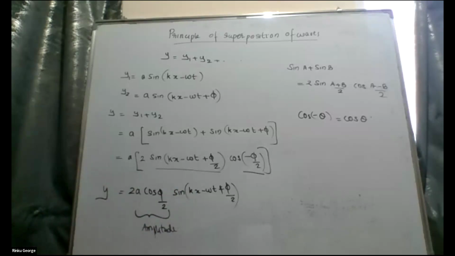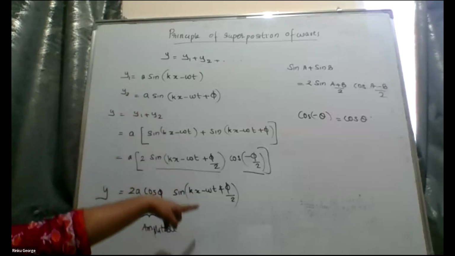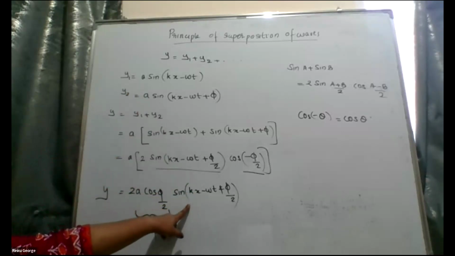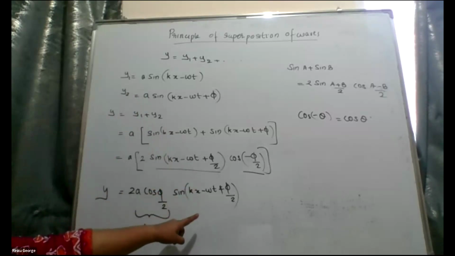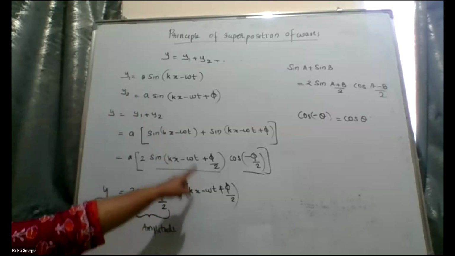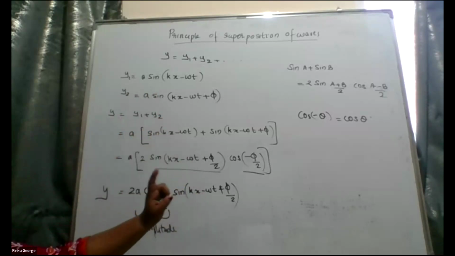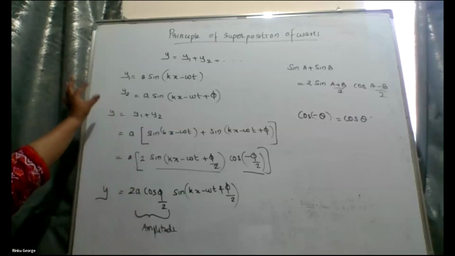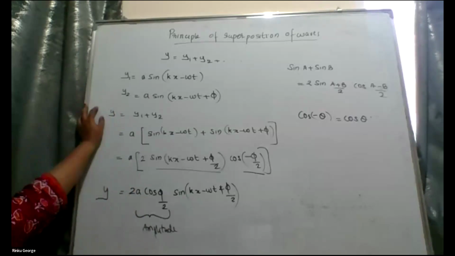Positive direction. Positive x means it is kx minus omega t. In the question also, both waves were in the positive direction. The resultant wave is also in the positive direction, and the phase of the resultant wave is phi by 2. What about the frequency? In the independent waves, omega is the frequency. Here also omega is the frequency. The frequency of the initial waves and the resultant wave is the same.